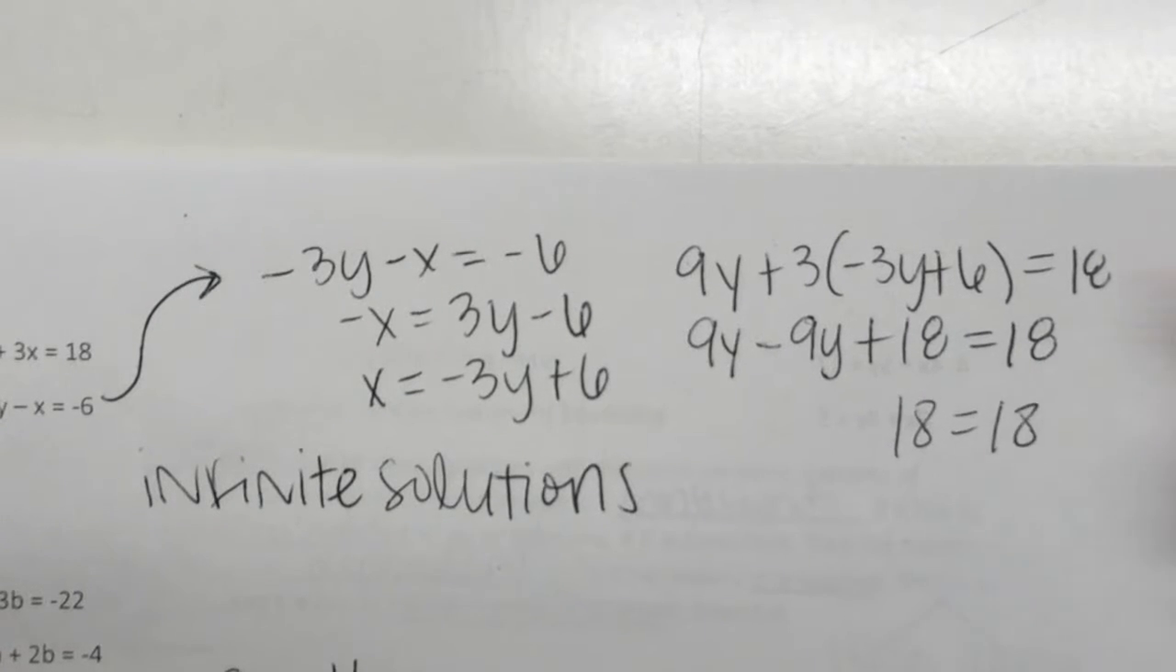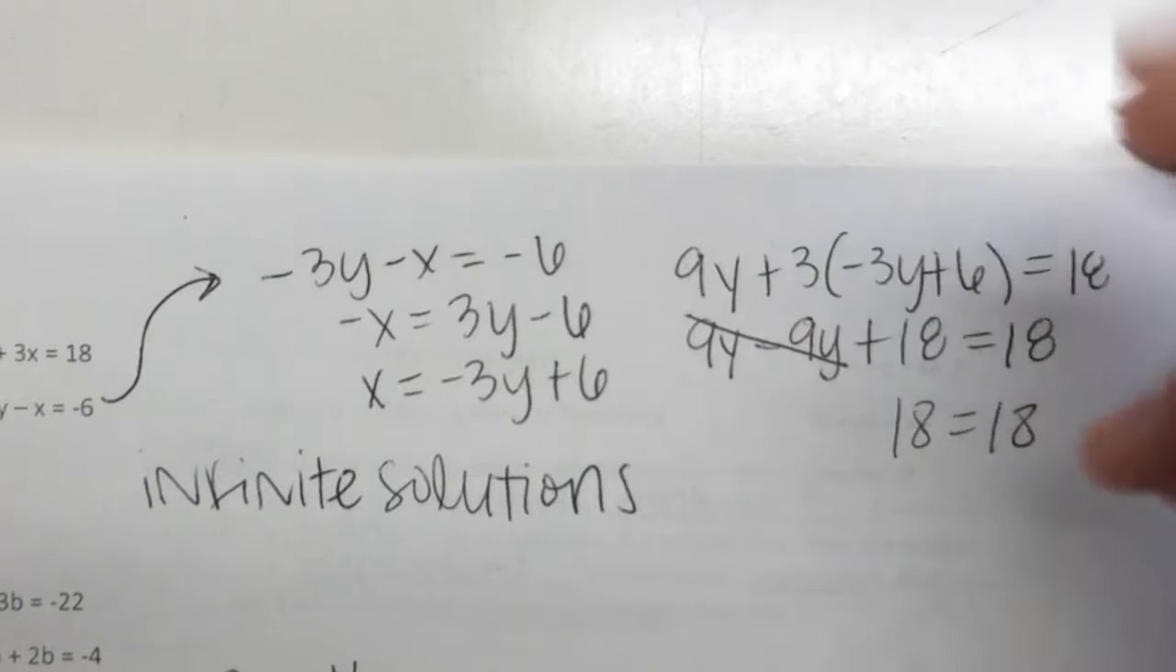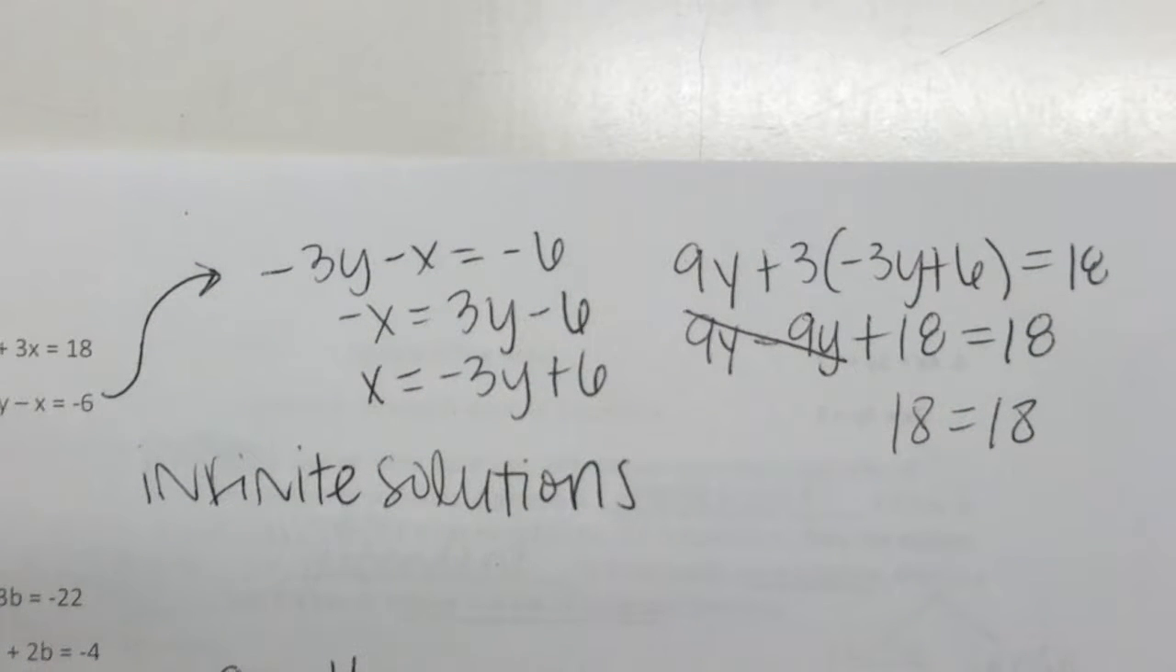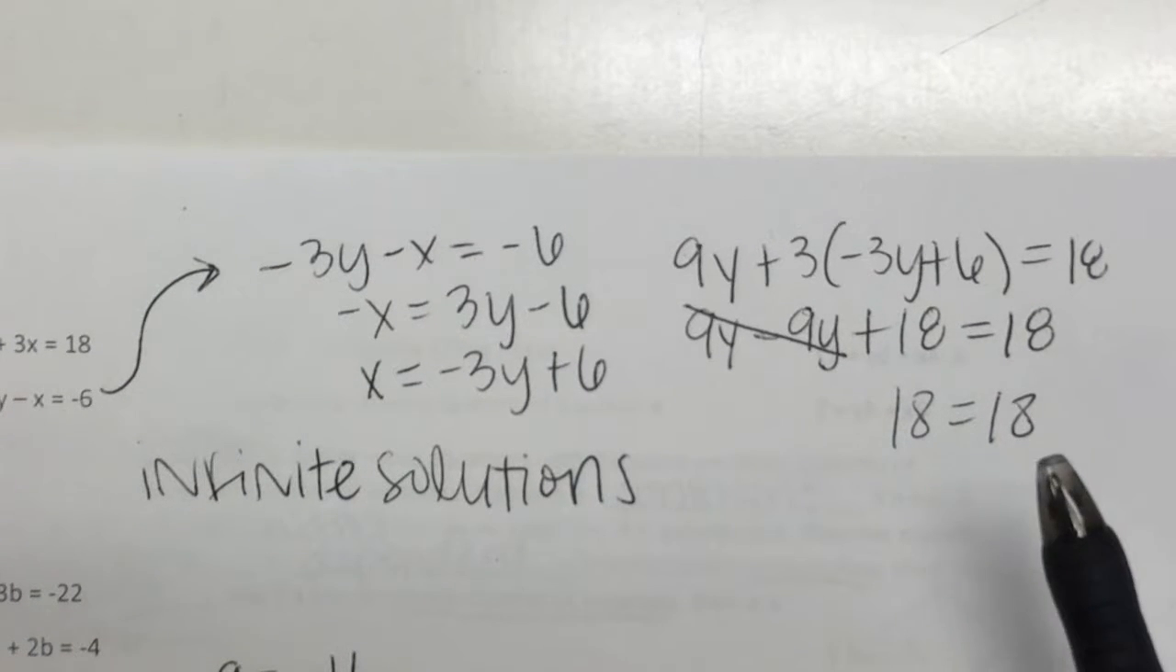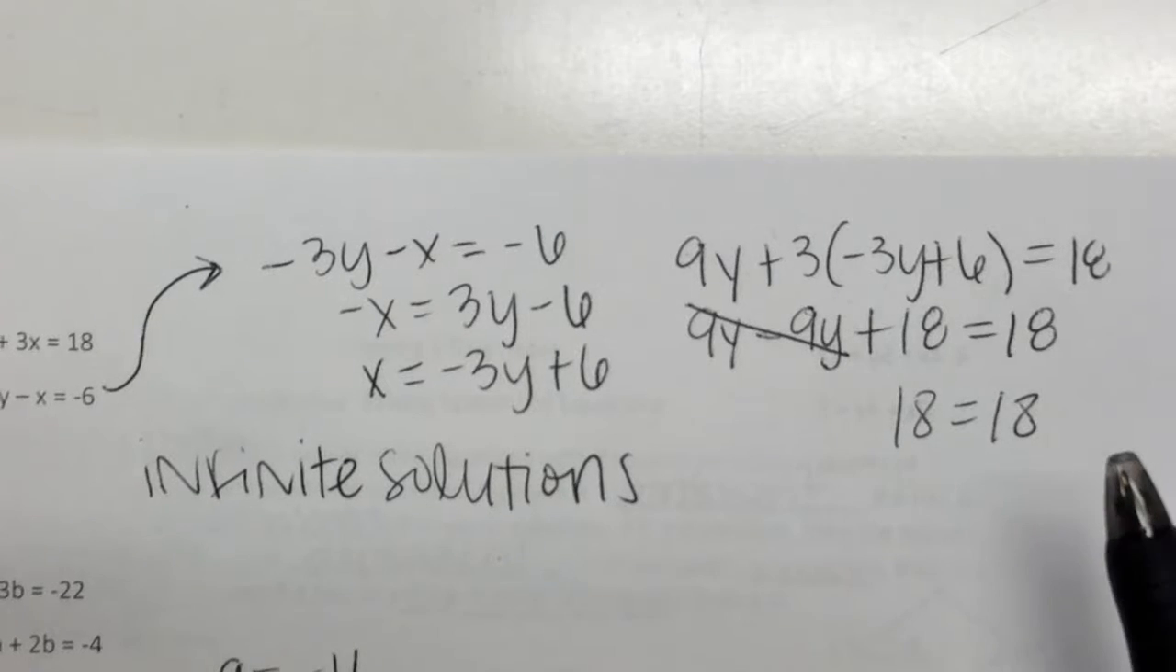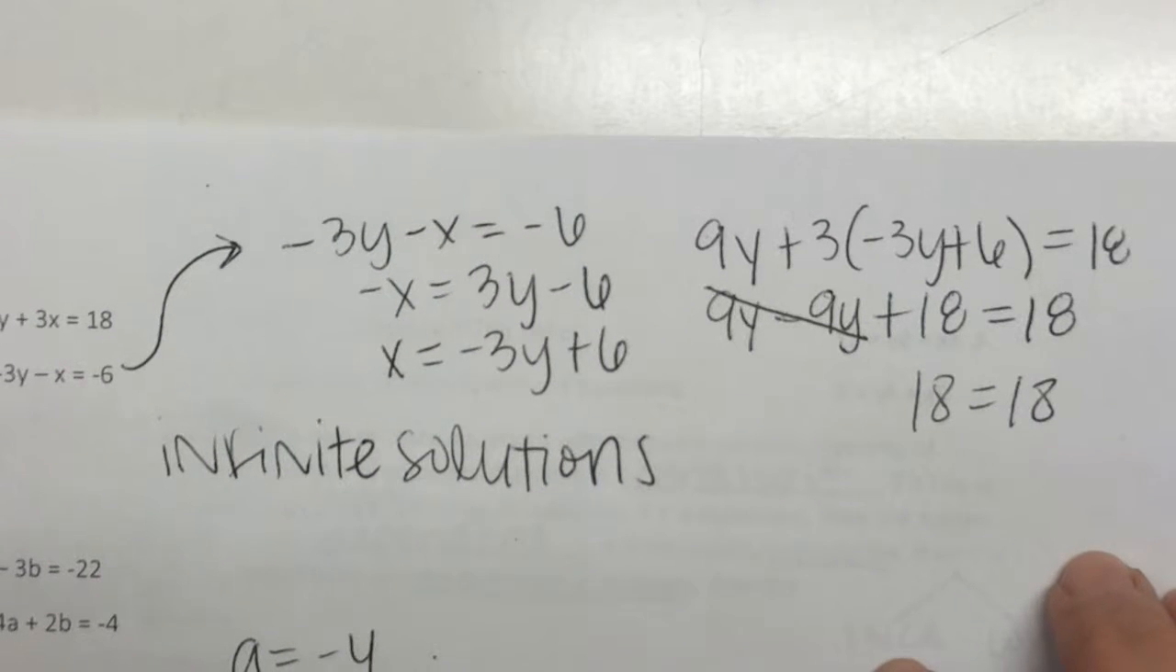Good, because the 9y's do what? Cancel each other. Good. And 18, does it equal 18? Yes, true statement. So it'd be infinite solutions, all real numbers. What if this was like 0 equals 18? No solution. Good. Alright, everybody's good with that one?